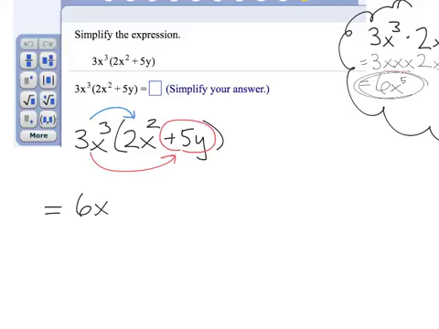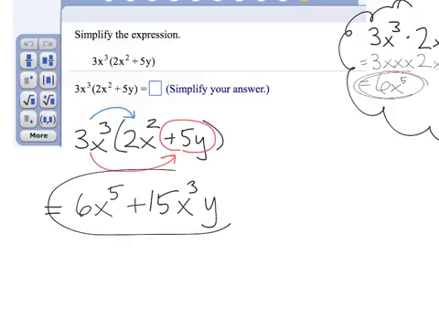6x raised to the 5th power. And then it's going to be plus because we've got positives here. And now we've got this 3x cubed being multiplied by 5y. So that gives us 15x cubed y. And if you need help on that one, I saved a little bit of work.